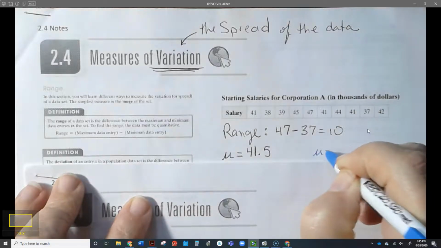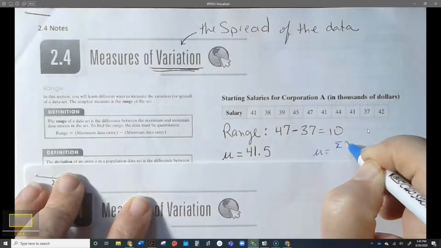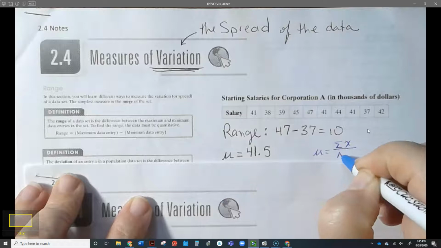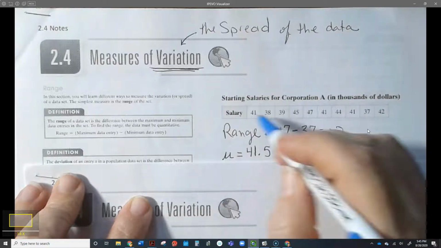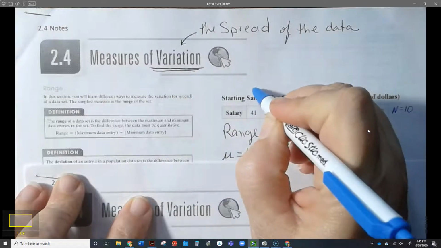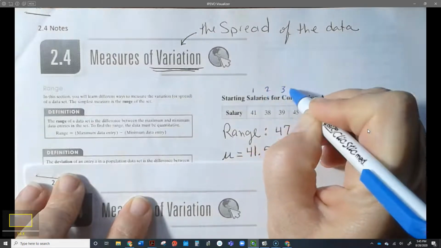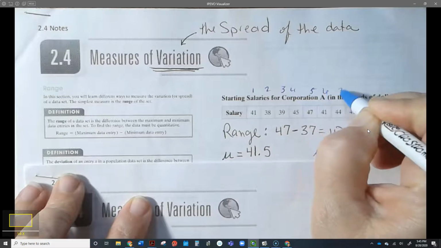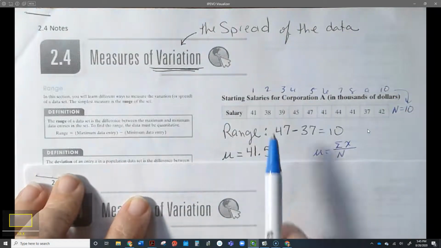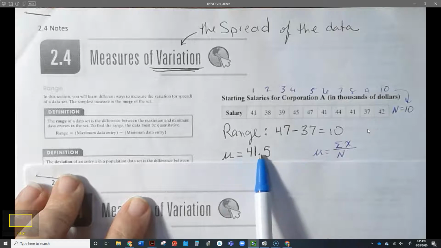The mu was calculated by finding the sum of the x's and dividing by, since this is mu, we're going to do capital N. And the capital N up here is 10 because there are 1, 2, 3, 4, 5, 6, 7, 8, 9, 10 numbers. Okay, that's where we get the 10. All right, so you add them all up and divide by 10, I got 41.5.